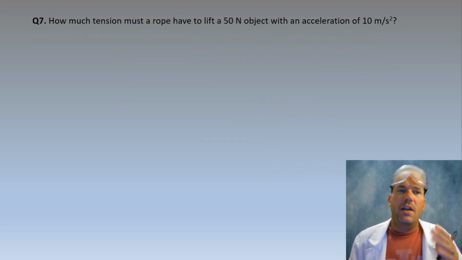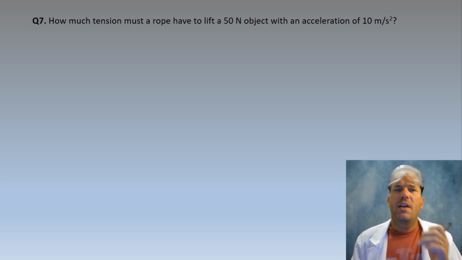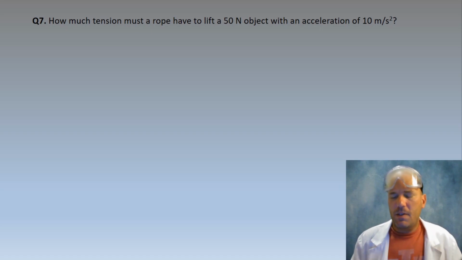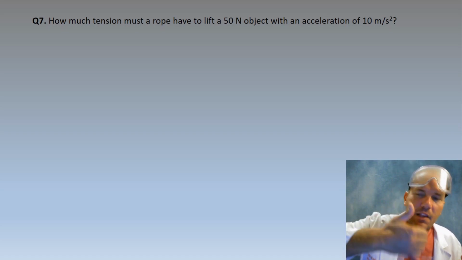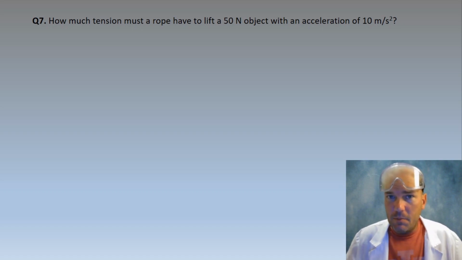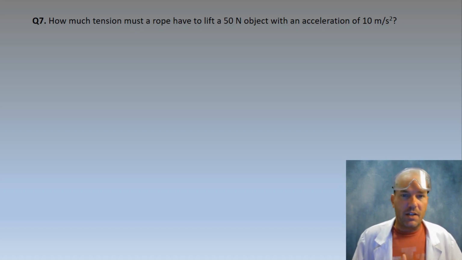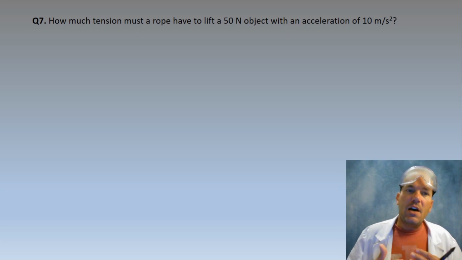Question 7. How much tension must a rope have to lift a 50 Newton object with an acceleration of 10 meters per second squared? So now this object is accelerating upward at 10 meters per second squared. So let's make a prediction. The 50 Newton object, if it were hanging or moving at a constant velocity, would have a force of tension of 50 newtons. But now it is accelerating up.